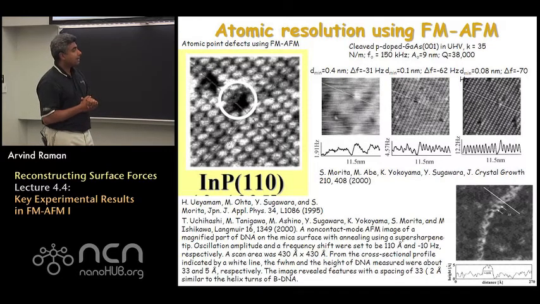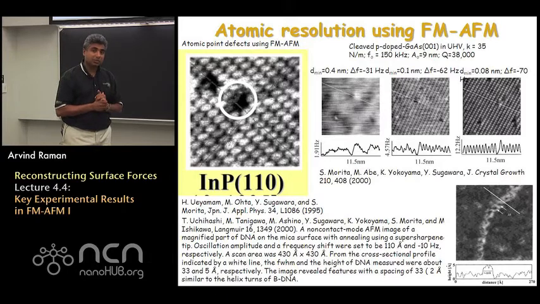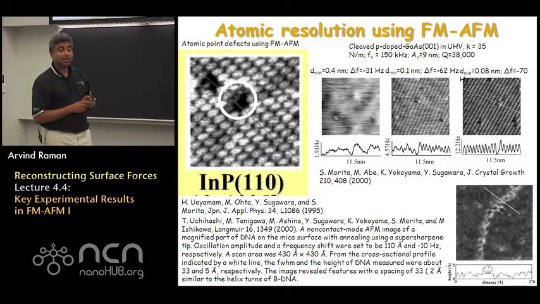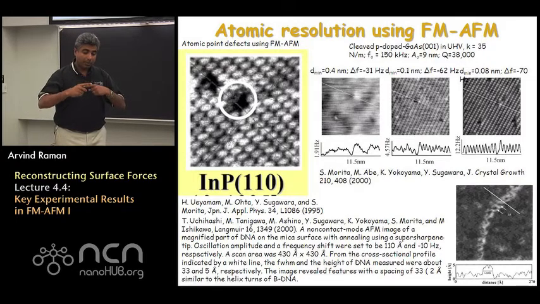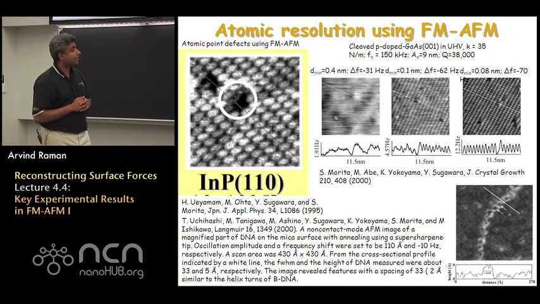Very soon after that, the first images of biological molecules with FM-AFM were taken, this time double-stranded DNA, shown on the bottom right, where we expect to see a helical structure of the two strands of double-stranded DNA. And by looking at these images, which were taken in vacuum, one can sort of see that structure coming out.